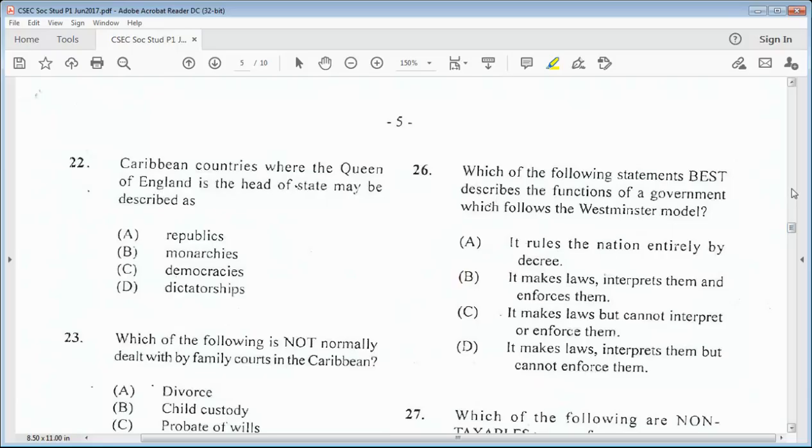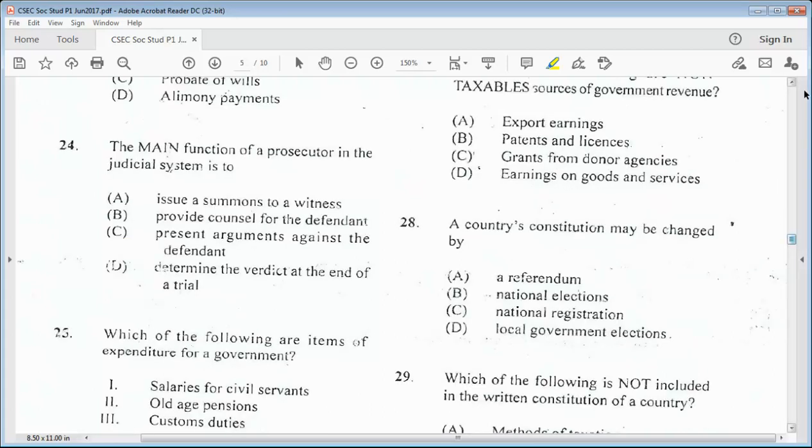It says, Caribbean countries where the Queen of England is the head of state may be described as A, republics, B, monarchies, C, democracies, or D, dictatorships. Once we hear Queen, we know it is monarchies. B. Let's go on to number 23.